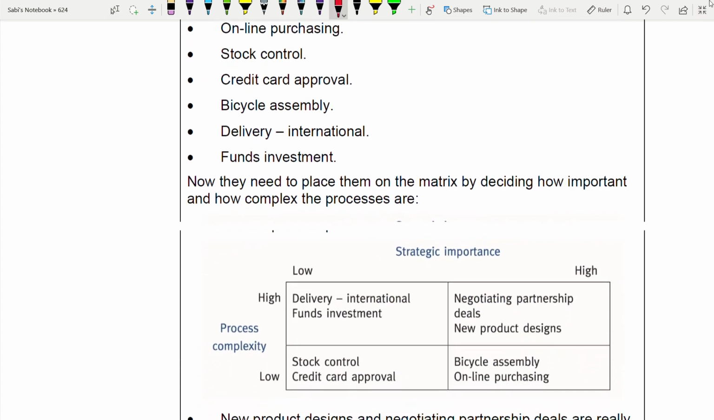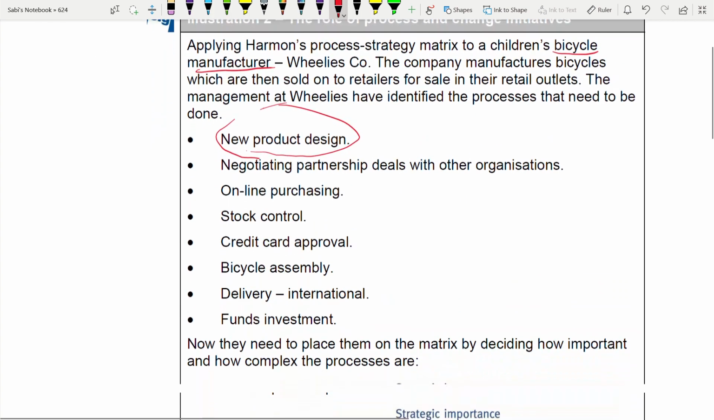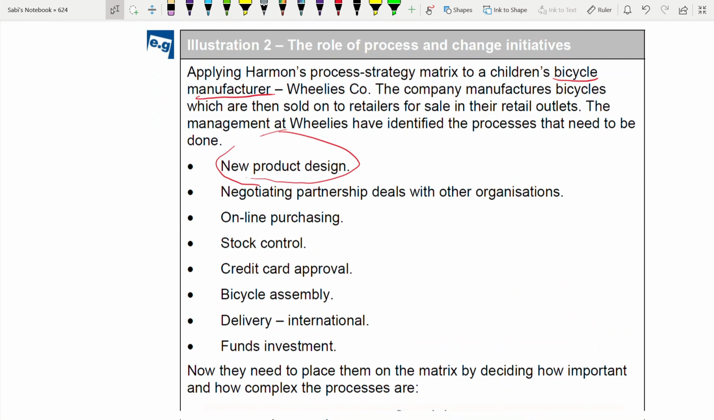You see here, new product design. Because you are a bicycle manufacturer, you obviously want to come up with new innovation, new product design. Strategically, it's very important, and it's very complex to come up with new product design. It is not something you can outsource or automate. Coming to the second, negotiating partnership deals with other organizations. What do you think? This is strategically high, but complexity is low. So you can automate. Let's see.